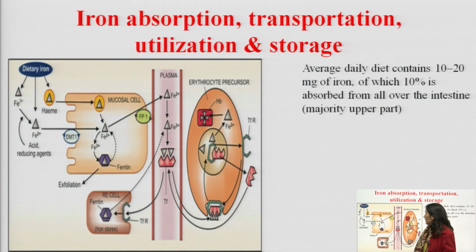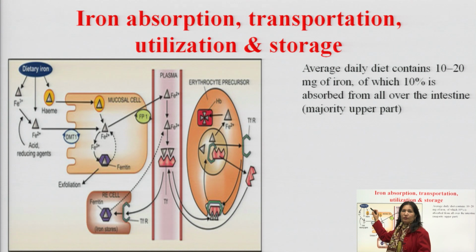We can better understand with the help of this diagram. This diagram tells how iron is absorbed, transported, utilized and stored in our body. The average daily diet contains 10 to 20 milligram of iron, of which 10% is absorbed from all over the intestine. The majority is absorbed from the upper part of the intestine. So, dietary iron, as I have told you, exists as either ferric or heme.